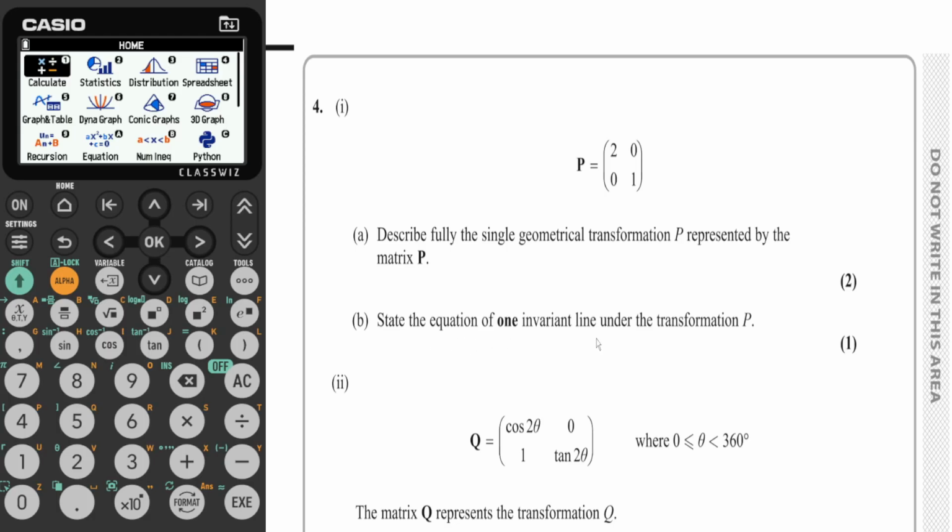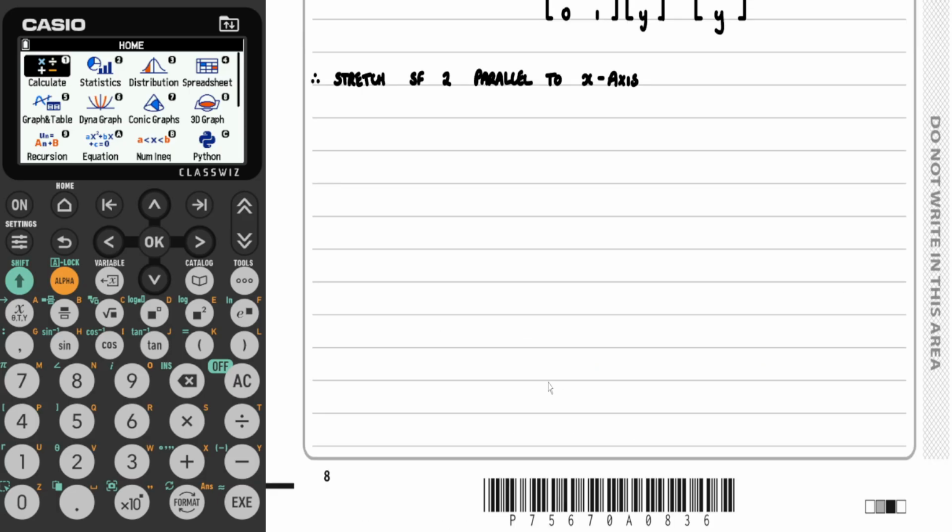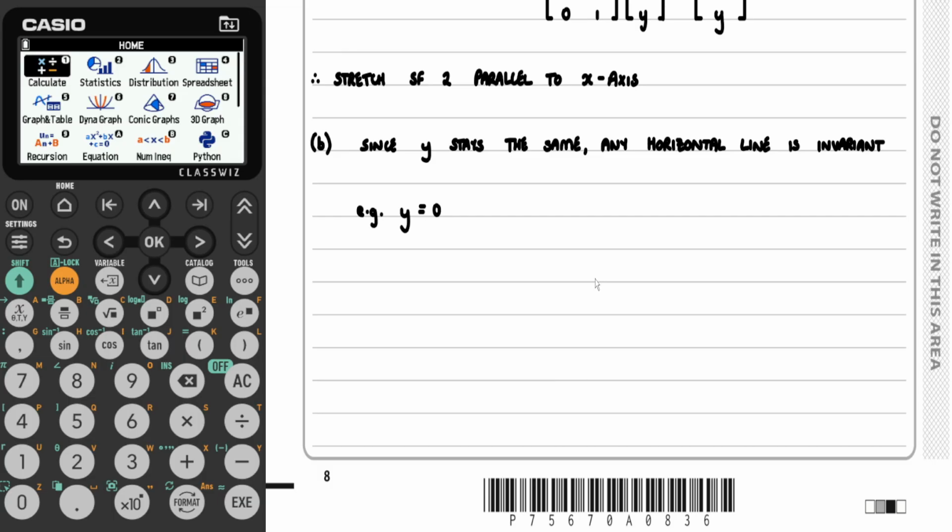State the equation of one invariant line under the transformation P. Now, an invariant line is a line that maps onto itself. It stays the same. So, since y stays the same, any horizontal line is invariant. For example, we could have y equals 0. This is a horizontal line, and of course y equals 0 is simply the x-axis.